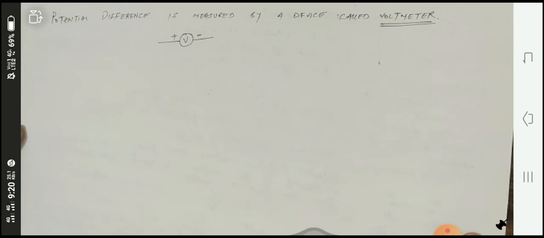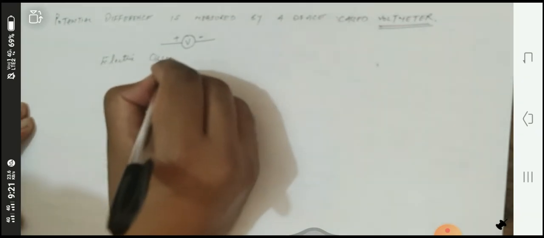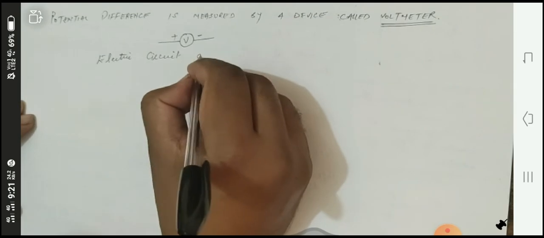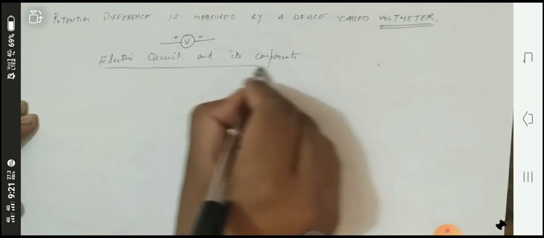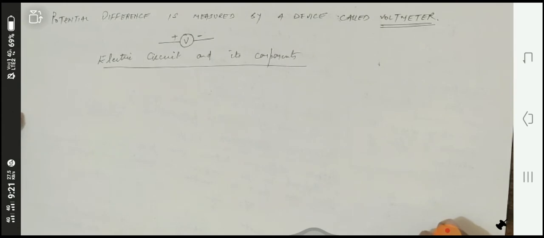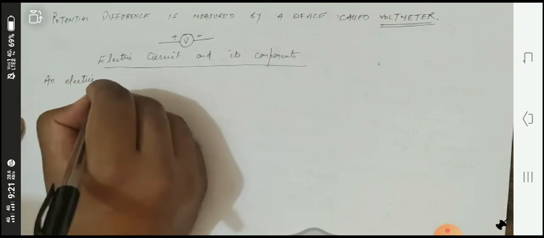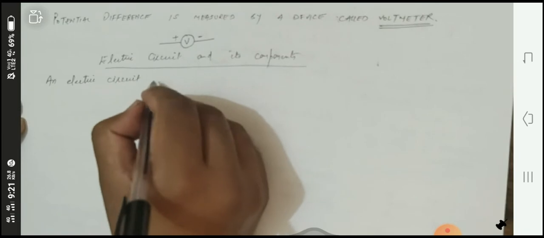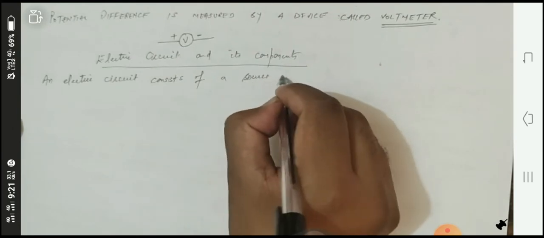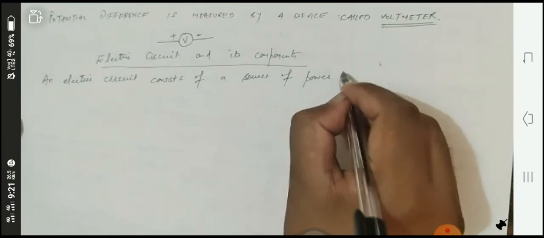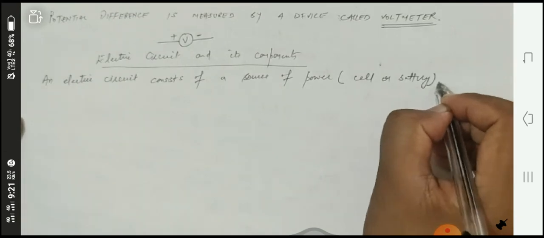Right. So next is electric circuit and its components. So what is an electric circuit actually? An electric circuit consists of a source of power. It can be a cell or battery.